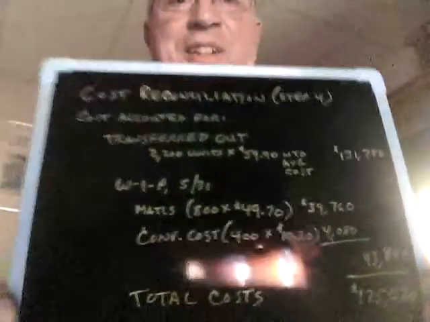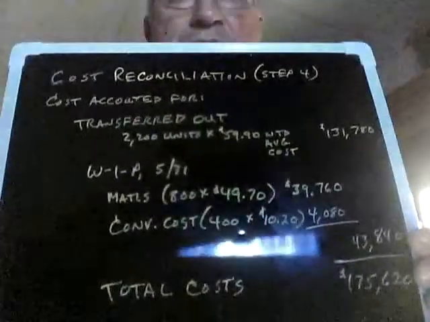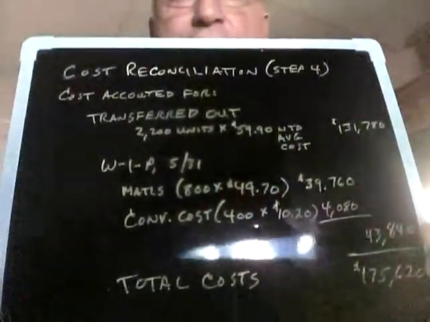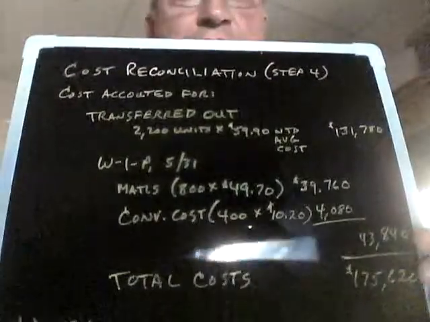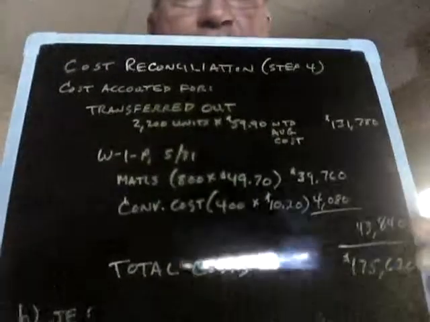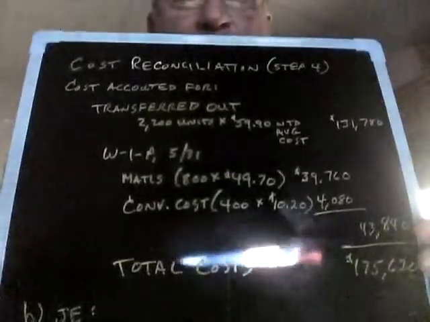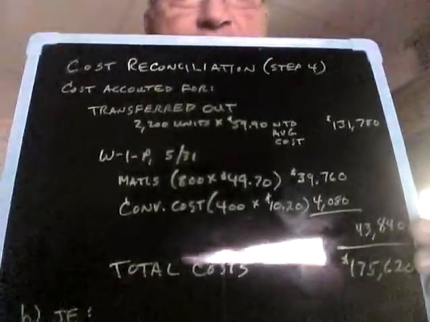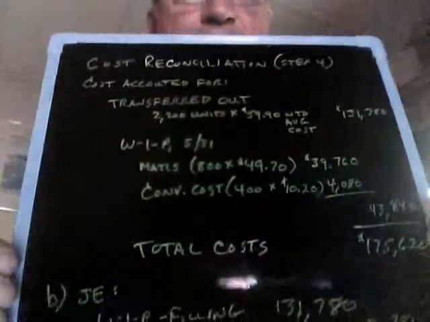Now we're pretty grainy. But in any case, the cost of the units transferred out, again, calculated by 2,200 times 59.90, $131,780. The cost of the ending inventory work in process at 5/31 consists of materials of 800 units, remember they're 100% complete as to materials, times the average cost of $49.70 gives us $39,760.